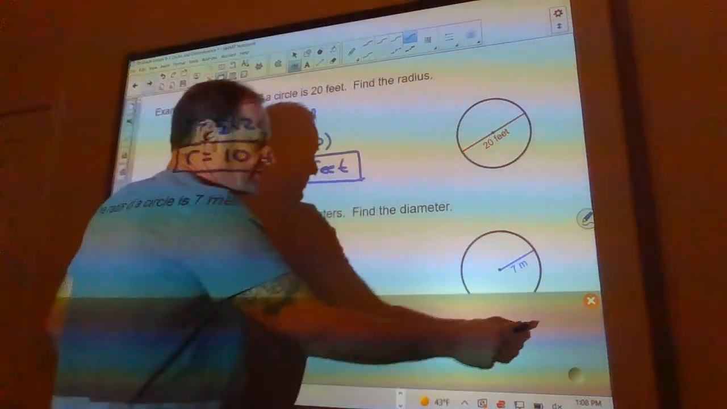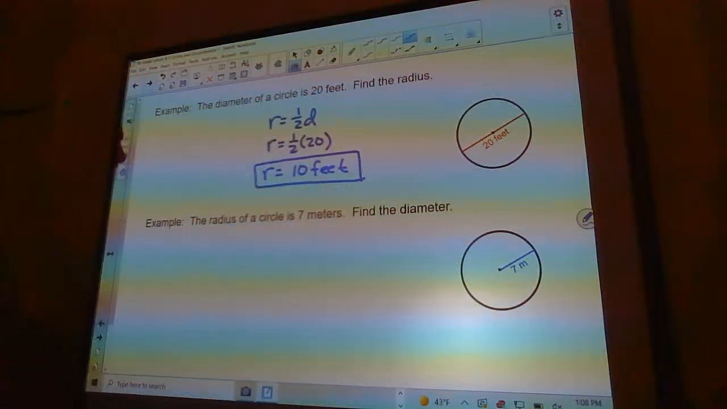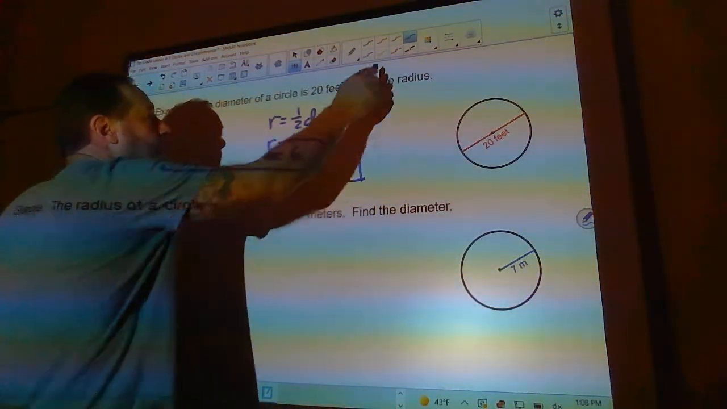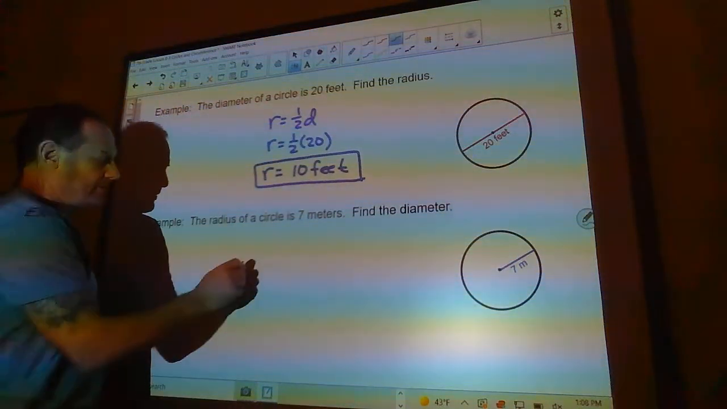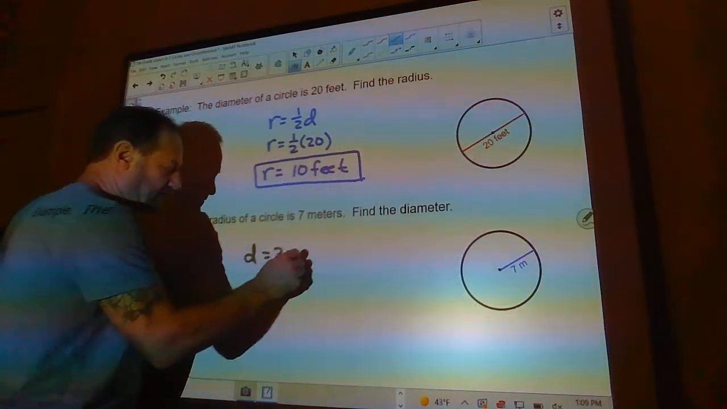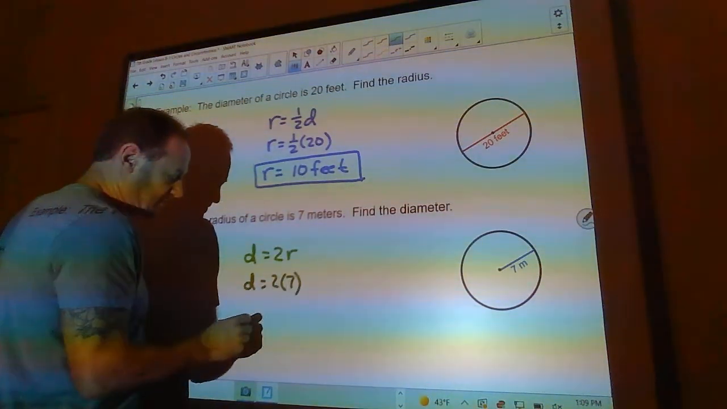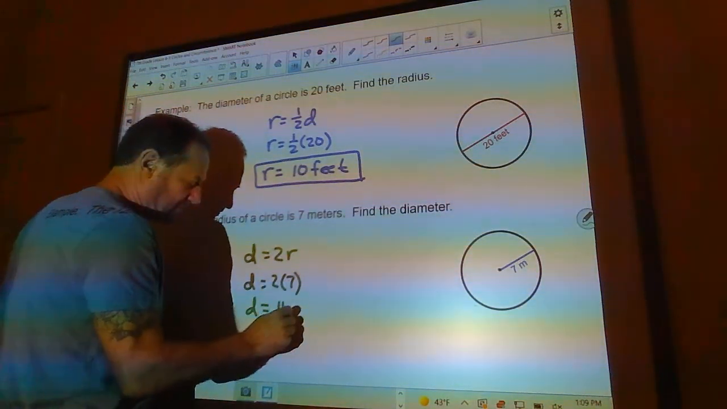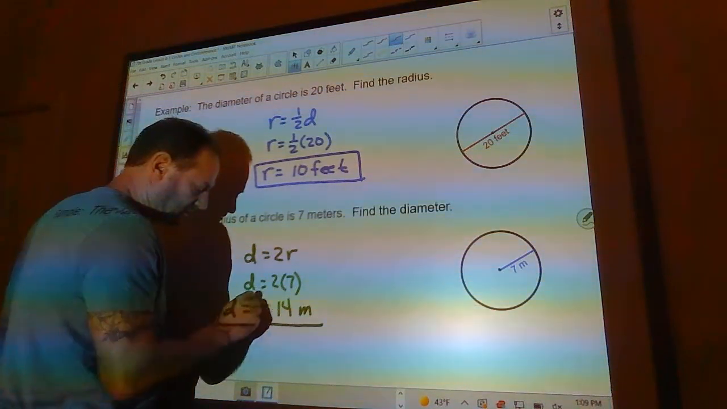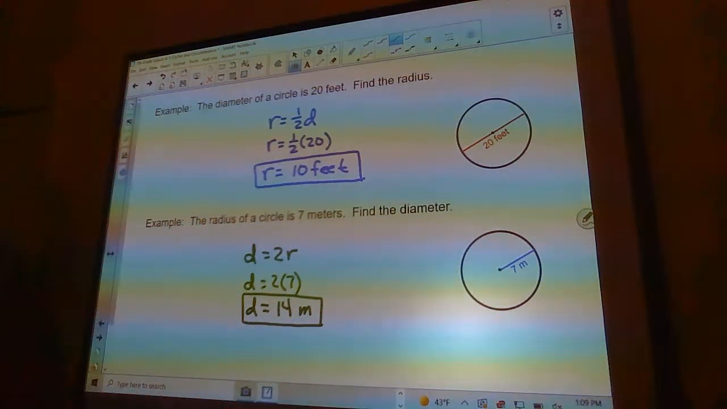The radius of a circle is 7 meters. Find the diameter this time. Okay, so the diameter is twice the radius, and so that's 2 times 7. The diameter is 14 meters. Make sure you always put your units on there. Again, another one easy enough. You should probably just do that in your head.